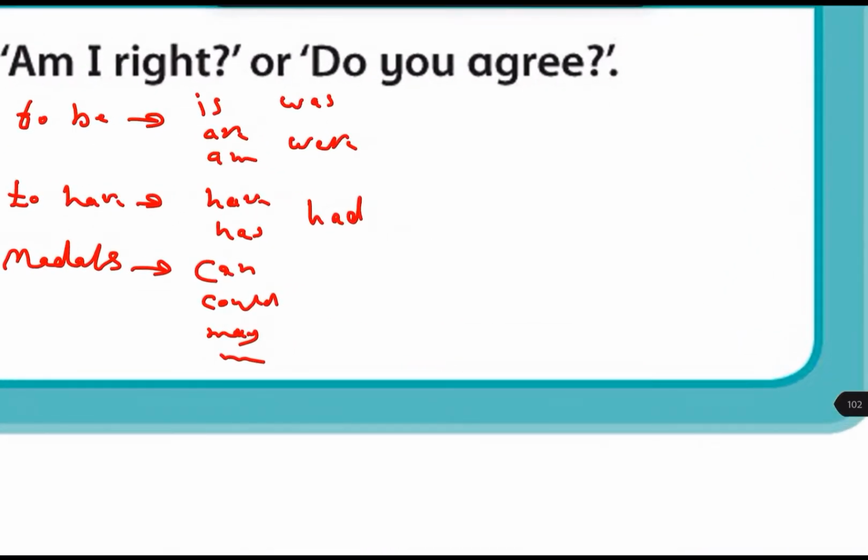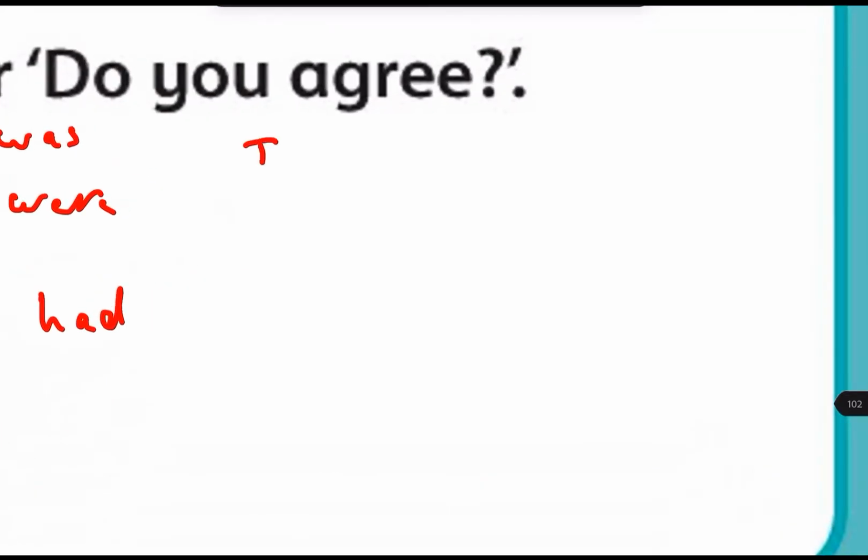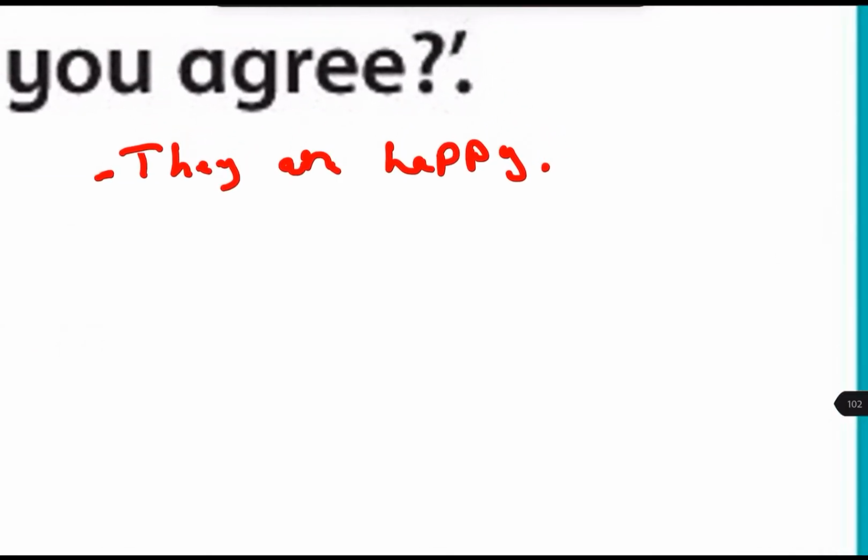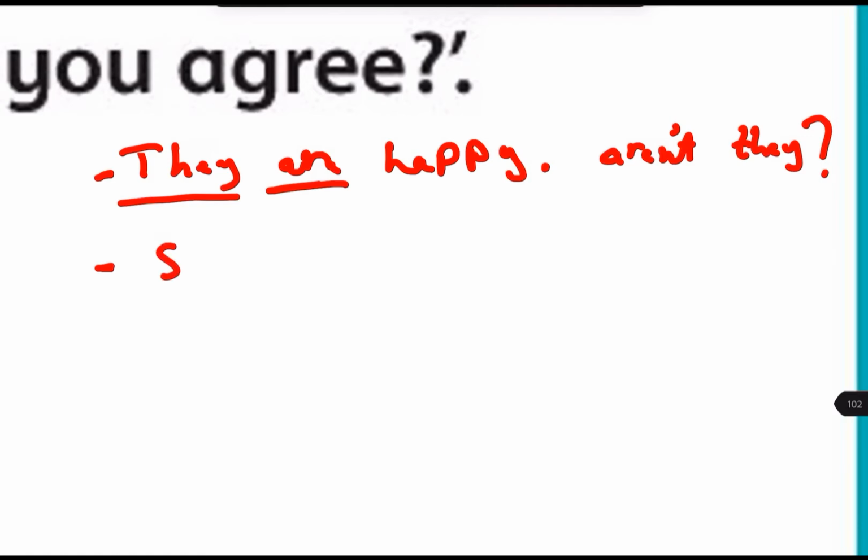So let us write some more examples. For example, they are happy. If you look at it, it is a positive statement sentence. When it is changed to a question tag, it becomes like that. We have the auxiliary verb, and also the subject. It becomes aren't they, with a question mark.